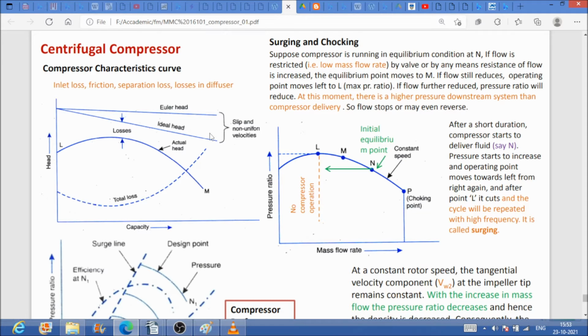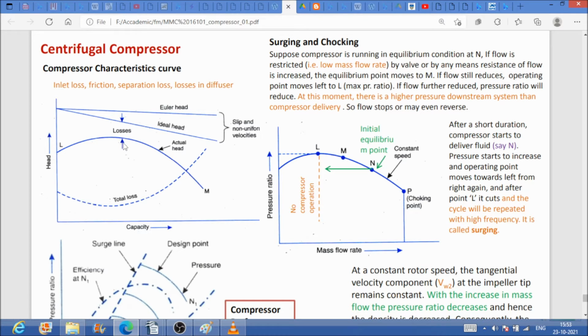Actually, if you see the cross section of the flow through the impeller, you can see there is a velocity distribution. Okay, so it cannot be uniform. So if you consider the non-uniform velocities, there will be some losses. So this can be the theoretical one, and if you consider the slip as well as non-uniform velocities, this is called the ideal head.